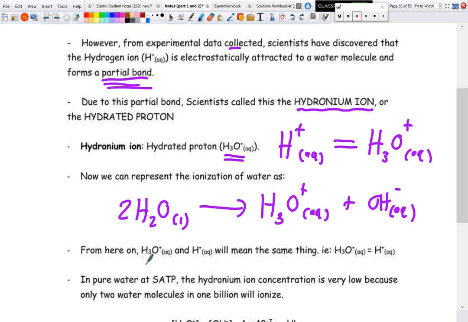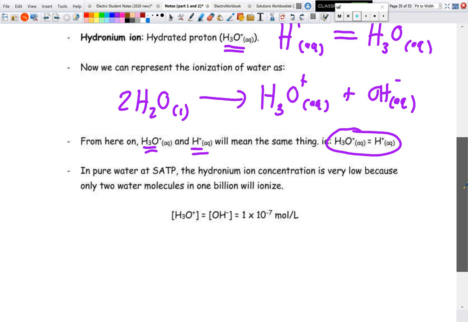So that's what I have. From here on, if you see the hydronium ion or the hydrogen ion, they mean the exact same thing. This is what I have written up above, just in case you get confused with some of the equations that we see for pH, where you see either the hydrogen ion or the hydronium ion. So just be careful with that new term. They mean the exact same thing.